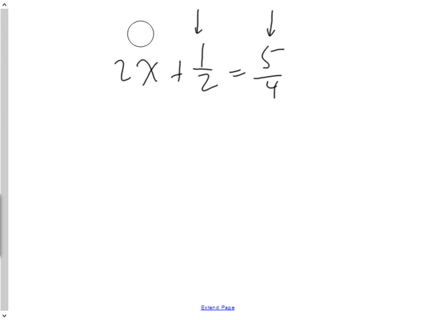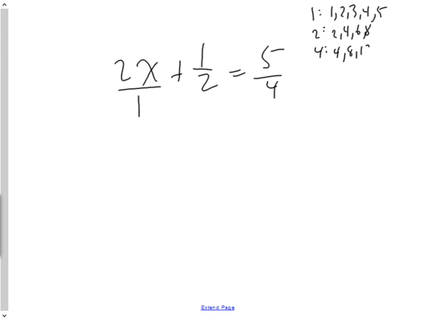If we think about what the denominator is in all of those terms, the denominator of 2x is really 1. Even though it's not written, we know that whole numbers have denominators of 1, including algebraic terms. And if I was to write the multiples of 1, 2, and 4, I would realize that 4 is the first multiple they share. It also shares 8. It also shares 12. It shares a whole lot of them, but those are ones they share.